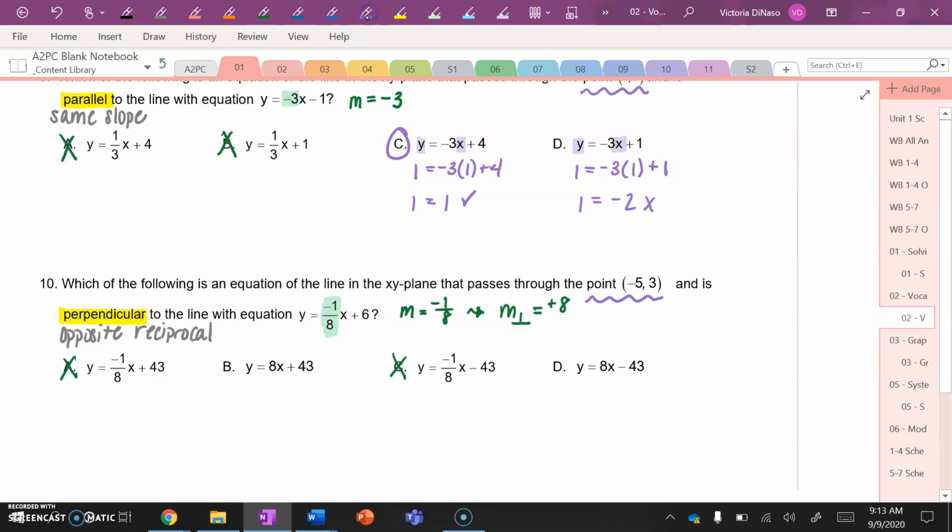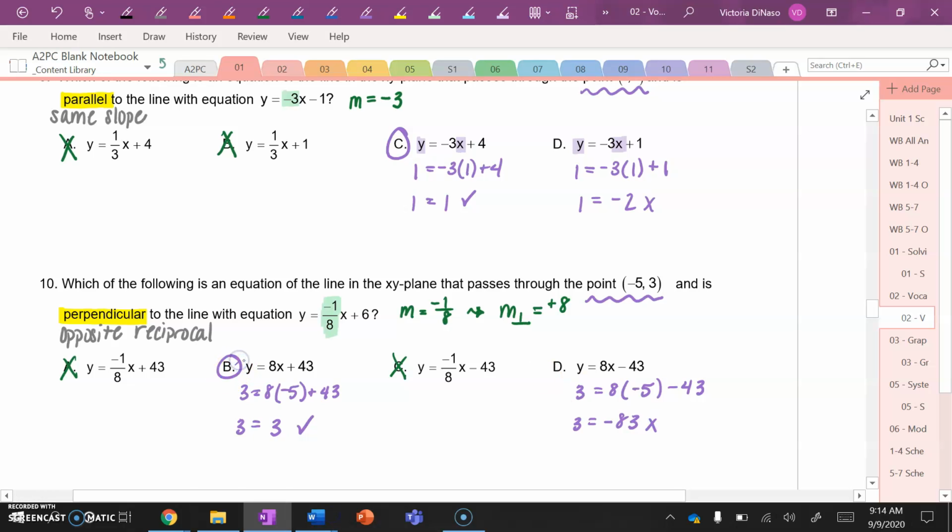So then I'm going to take my point and we're going to plug it in for y and for x. So we have 3 equals 8 times negative 5 plus 43, and then we have 3 equals 8 times negative 5 minus 43. So for letter B, we have 3 equals 8 times negative 5, which is negative 40, plus 43 is 3. Whereas letter D, we have 3 equals 8 times negative 5, negative 40 minus 43 gets me negative 83, which is not true. So therefore, my answer choice is B.